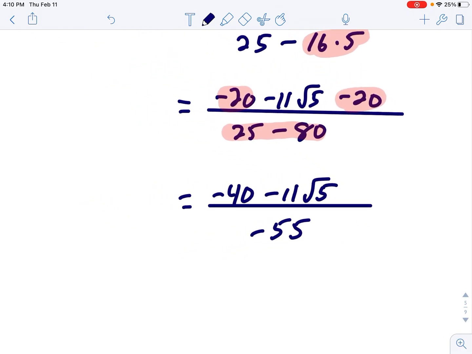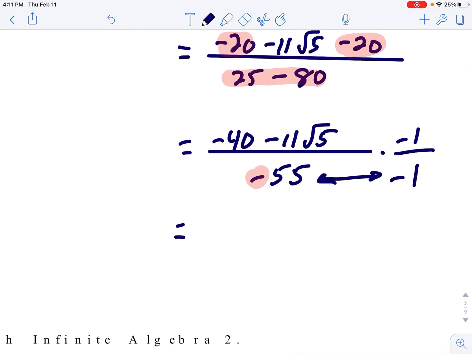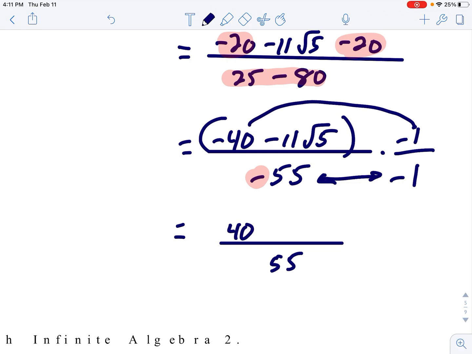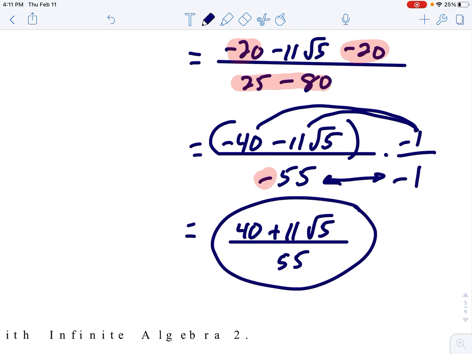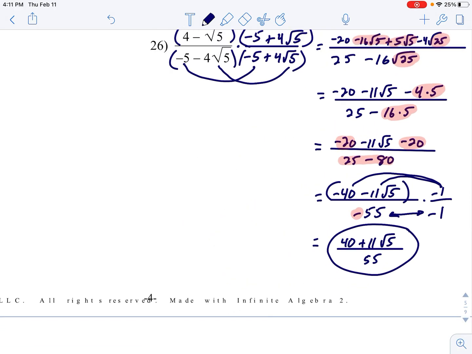Wow. Now, nothing's going to reduce. If it was just 11 and 55, you could reduce those, but you also have to reduce the same thing out of all the non-radical numbers, so that 40, that's not going to reduce. We do, however, have a negative in the bottom, so we can do that step where you multiply by negative 1 over negative 1. The bottom, when you multiply this, is going to work out to be positive 55. The top, you're going to distribute here and get positive 40, and distribute here and get plus 11 square root of 5. So I'm guessing that is the right answer.